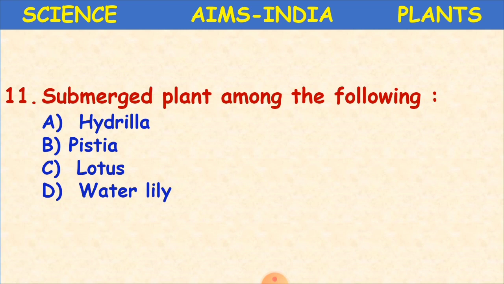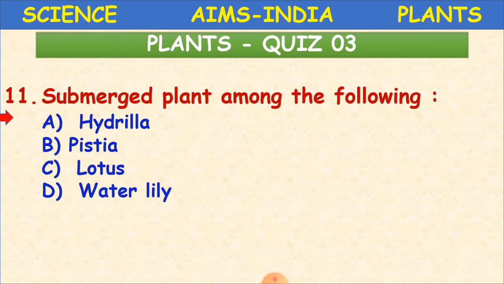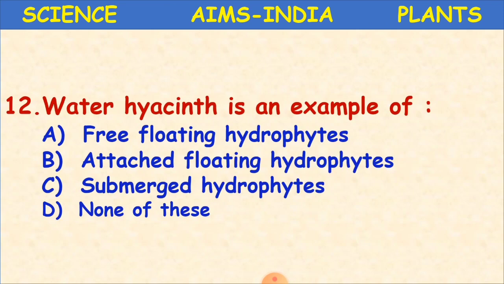And the next question. Name the submerged plant among the following. A option is hydrilla, B option is pistia, C is lotus, D is water lily. Children, submerged means inside the water, merged with the water. So what will be the answer? The correct answer is hydrilla, an underwater plant. Clear?